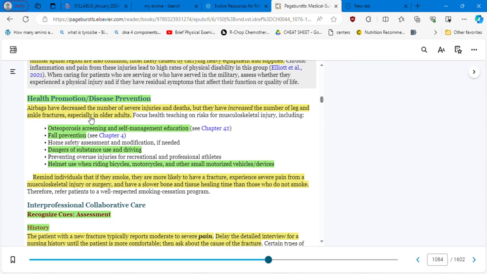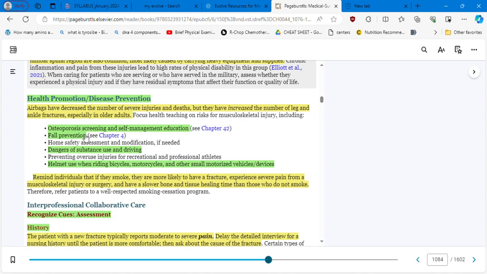Okay, health promotion, disease prevention. Airbags have decreased the number of severe injuries and death, but they have increased the number of leg and ankle fractures, especially in older adults. So we have to teach patients about the risk for musculoskeletal injury, and we need to teach them about osteoporosis screening and self-management education, all the nutritional factors and activities that are high risk.